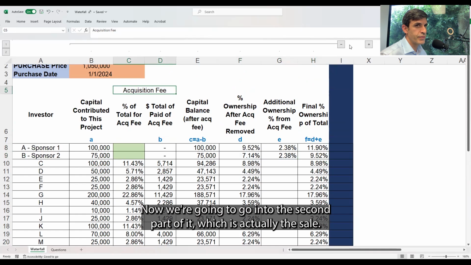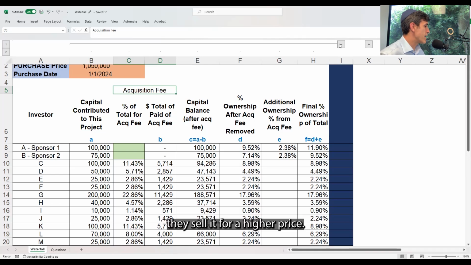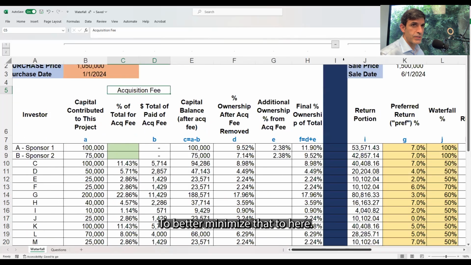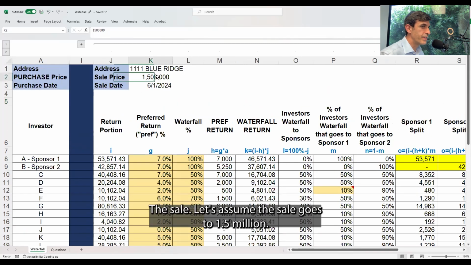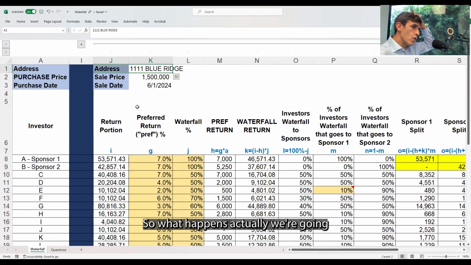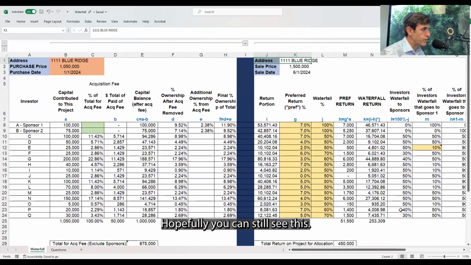Now we're going to go into the second part of it, which is actually the sale. So assuming that everything goes well, the sponsors remodel, they sell it for a higher price, then this is what's going to happen. So I'm going to open this up. So we're going to minimize that. So here what we're going to see is the sale. Let's assume the sale goes to 1.5 million. Sale date is June 1st and same property. Actually, we're going to need to open both of these up so we can see the formulas. Hopefully you can still see this.